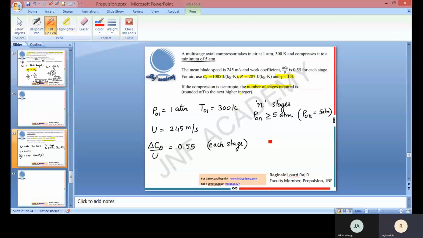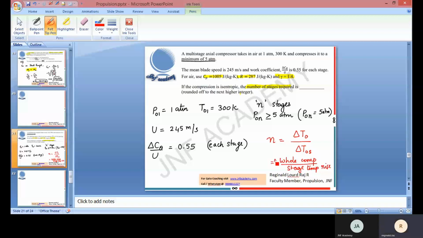The formula for the number of stages is the total temperature rise divided by the temperature rise for every stage. Delta T0 is the temperature rise for the whole compressor, divided by the temperature rise for the stage.